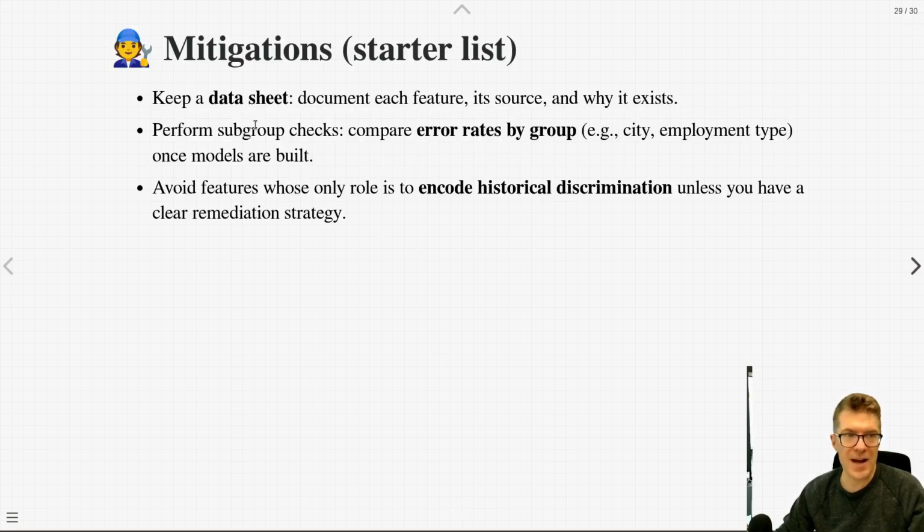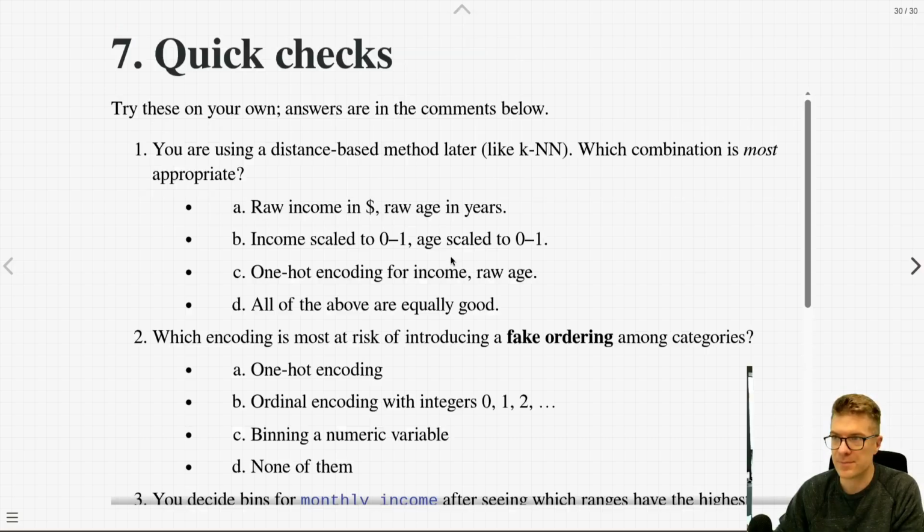So there are mitigations against it. Data sheets are something we'll talk about more. This is basically documenting features, their source, why they exist. Documenting everything is always going to be important to us. Performing checks, so making sure that the information about ethnic background hasn't leaked into other variables by accident. And then, avoiding features whose role is only to encode historical discrimination, which obviously is something we want to avoid generally.